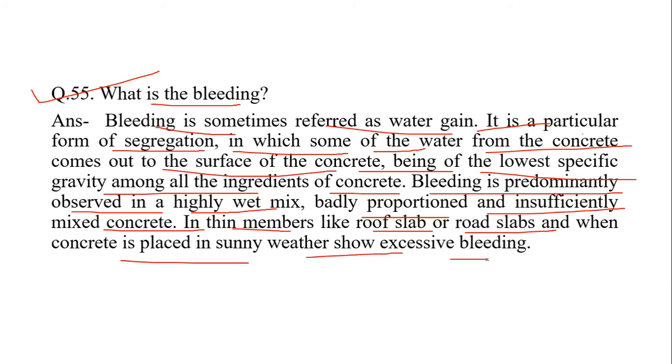Basically, bleeding is a form of segregation in which water from the concrete comes out at the surface of the concrete, being of the lowest specific gravity among all ingredients of concrete. Excessive bleeding occurs in concrete when placed in sunny weather, like in roof slab and road slab construction.